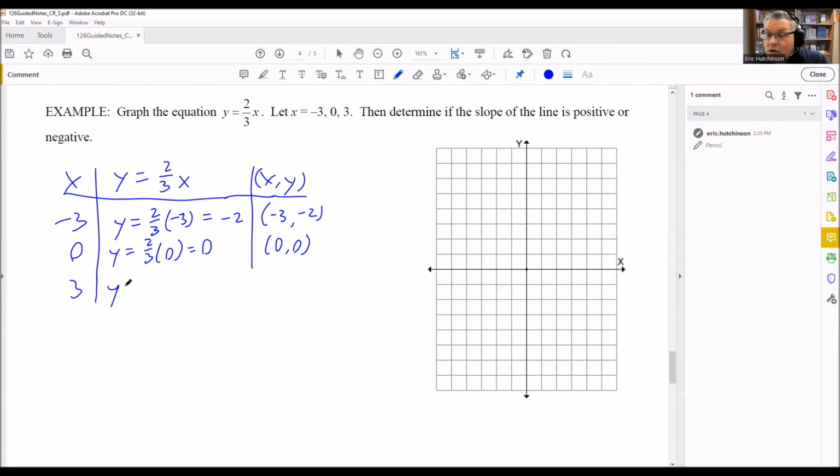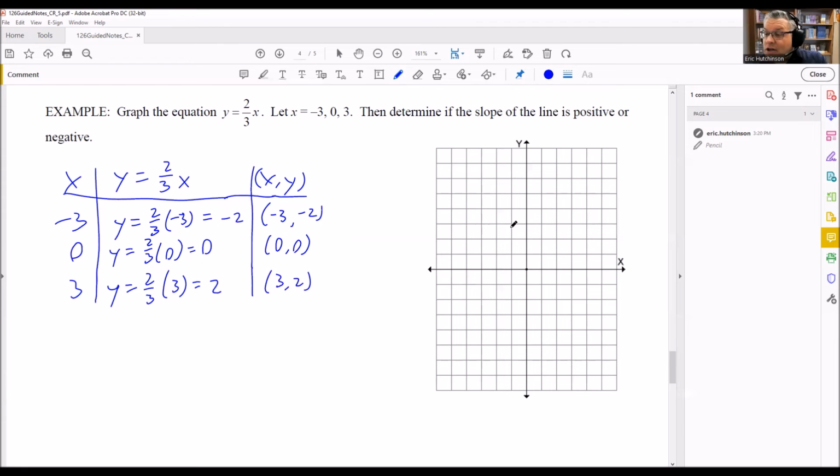Then we have a 3. 2/3, and then we put a 3 in there. The 3's are going to cancel out, and that's going to leave us with a 2. Or again, think of that as 3 over 1. Multiply across the top, across the bottom. 6 over 3 is also +2. All right, so we put that down here, and we get the point (3, 2).